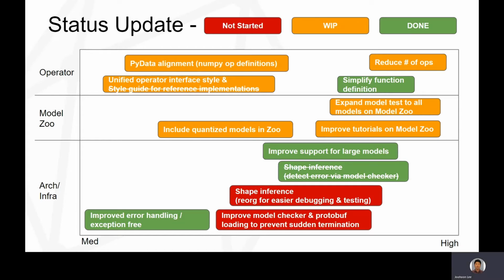Next, the simplified function definition. The group is working on a text-based ONNX parser to be part of the next ONNX 1.9 release. This will help with simplifying function definitions as well as adding test cases.